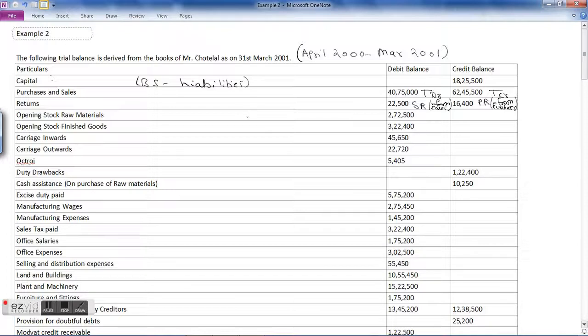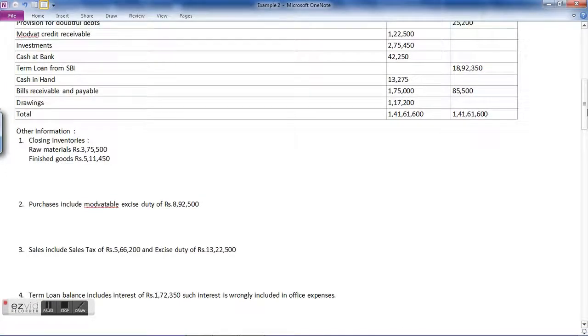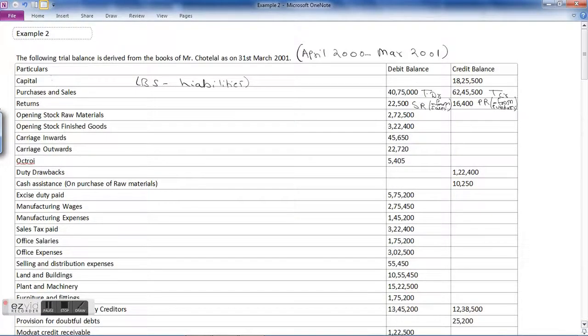Okay. Next, opening stock of raw materials. Again, it's an opening stock, so it will be trading account debit side. Then opening stock of finished goods, again it will be trading account debit side. Okay. Carriage inwards. Carriage inwards means the carriage expenses that are incurred for the purpose of purchase of goods. Okay, so they will be included in trading account debit side, since it has to be included in cost of goods sold. Then next one is carriage outwards.